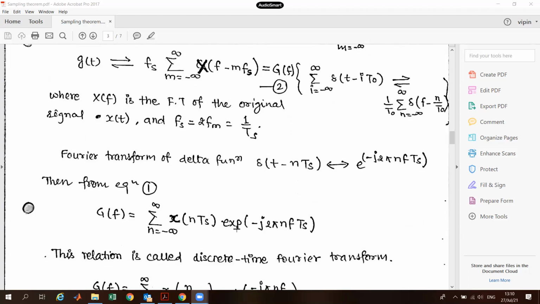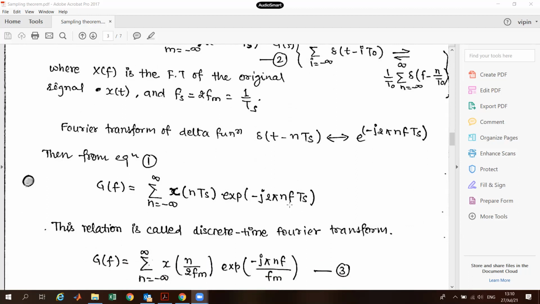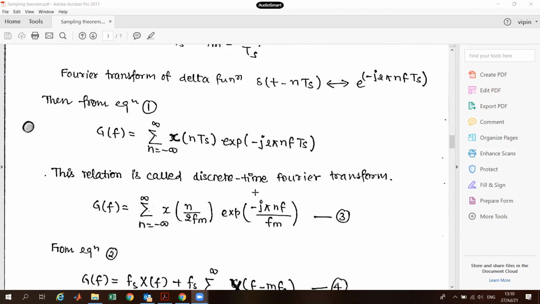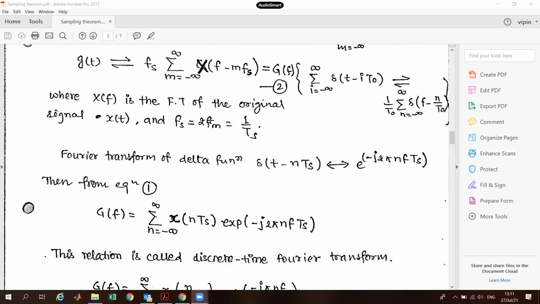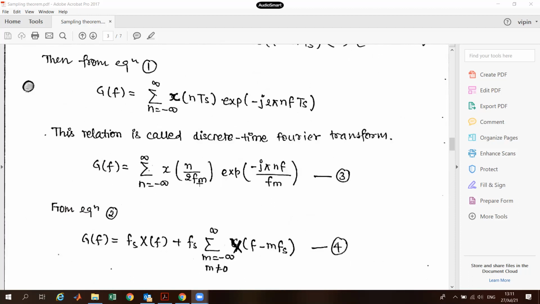It will be equal to x of n ts times exponential minus j 2 pi n f ts. So this relation is called the discrete time Fourier transform. And gf is equal to the summation from minus infinity to infinity of x of n divided by 2fm. Why? Because ts is equal to, if we need to find the value of ts, exchange them, so ts will be equal to 1 divided by 2fm. It will be n divided by 2fm in the exponential of this. Put the value of ts also here.